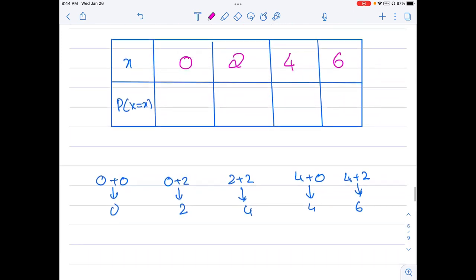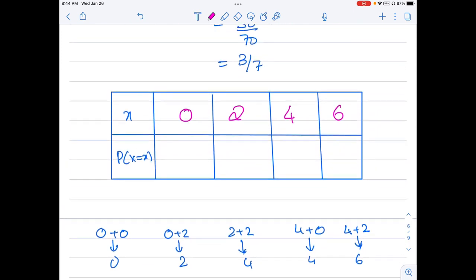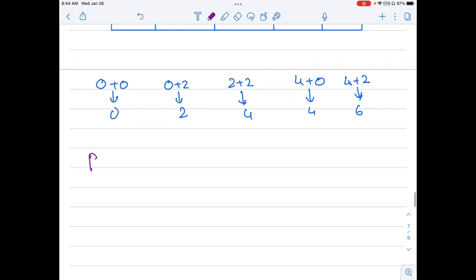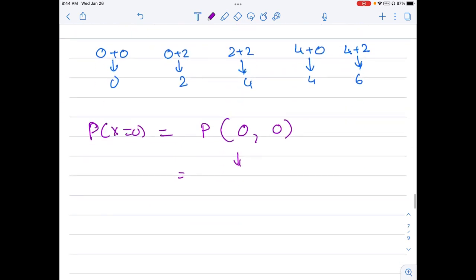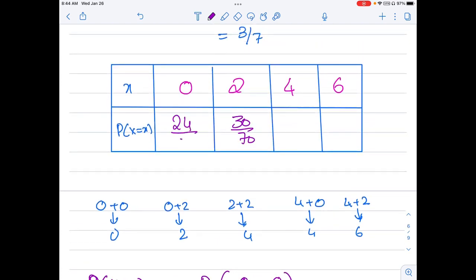So first, just now we got for 2, it is 30 upon 70. So fill it out over there. It is 30 upon 70. Now I'll go for zeros. Probability of 0. So it should be 0 from A and 0 from B. How many zeros are there in A? 6 zeros are there in A and 4 zeros are there in B. So 6 by 10 times 4 by 7, which is 24 upon 70. So I fill the table, 24 upon 70.